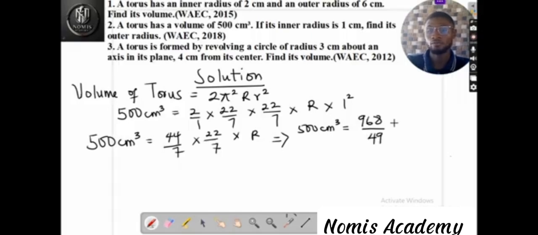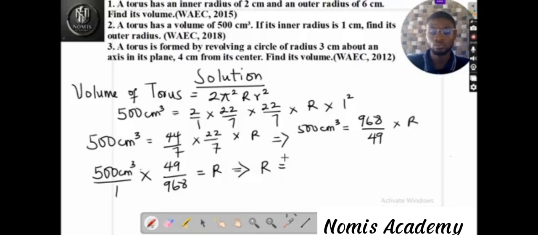49 multiplied by r. So for me to make r the subject of the formula, this goes to the other side, so that this becomes 500 centimeter cube over 1 multiply by, once I change this to multiplication, numerator become denominator and denominator become numerator, 968. So is equal to r. So this can be transposed to be r equals to, so let's calculate 500 centimeter cube multiplied by 49.